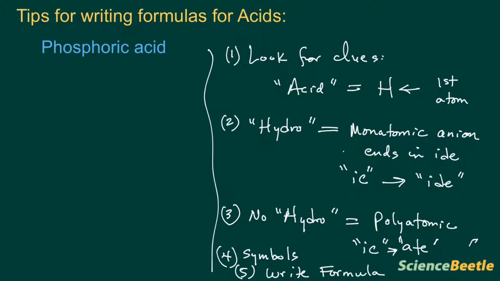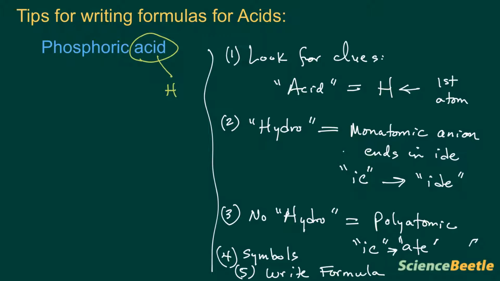So clue number 1, look for acids. Do you see any of that? And sure enough, here we go. We've got an acid. So what does this tell us? This tells us right off the bat that we've got a hydrogen present there. And then the other item is we're going to look for hydro. So no hydro, skip that step. There's no hydro here, so we know that we've got a polyatomic.